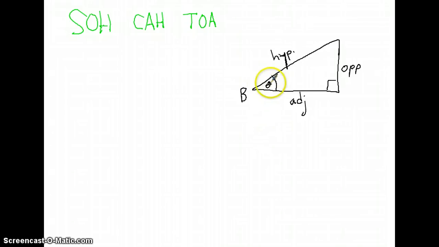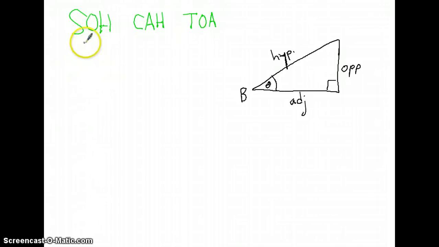And once I say I'm talking about this angle, that makes this side the opposite side and this side the adjacent side. If I was talking about this angle up here, those names would trade places, because now if this is the designated angle, this would be the opposite side, and this would be the adjacent side, and that's totally different, so you have to be careful. The names of opposite and adjacent only come after you know which angle you're talking about. However, this is always the hypotenuse, no matter what.